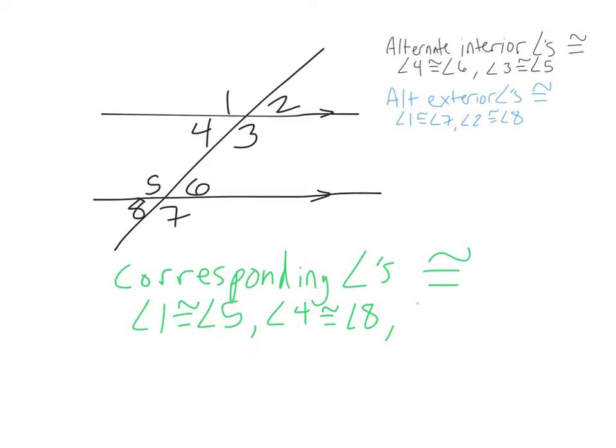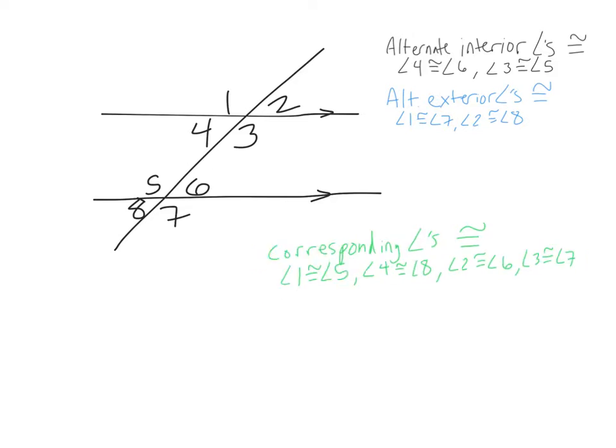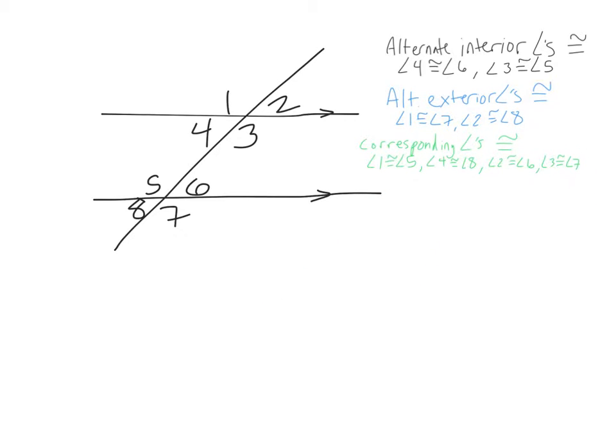Got a couple more, don't we? Angle 2 and 6. There we go. And angle 3 and 7. Awesome. So those are my corresponding angles. And you'll actually find that the corresponding angles show up probably the most frequent in the construction site, I'd say. We'll see it in a few examples here shortly.